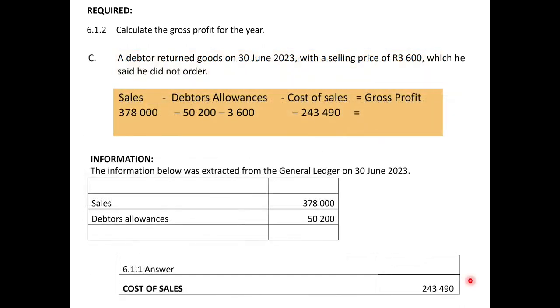All right. So once we insert all of those values, the sales of 378,000 minus my debtors allowances minus the extra debtors allowances and minus my cost of sales, that will give us a nice gross profit of 80,710 Rand. That is the answer for this one. So calculating the gross profit for the year, it amounted to 80,710 Rand.